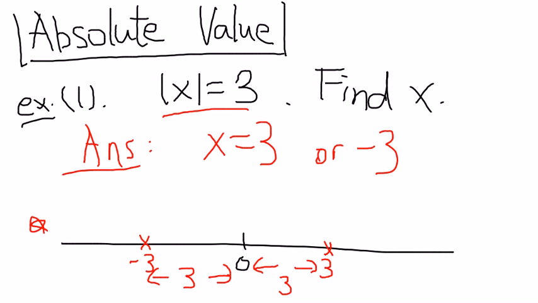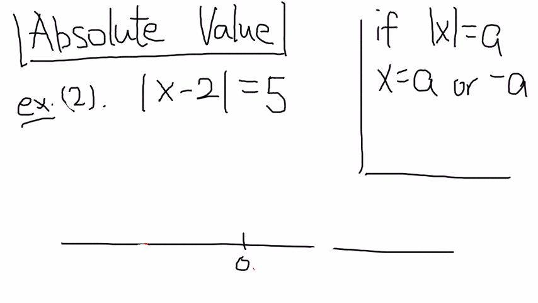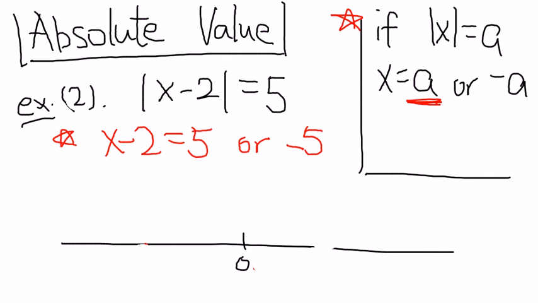Then the next example: the absolute value of x minus 2 equals 5. By using the previous property that the absolute value of x equals a implies x takes a or negative a as the solutions, we go back to this case. It means that x minus 2 can be 5, which is the positive answer, or -5, which is the negative solution.